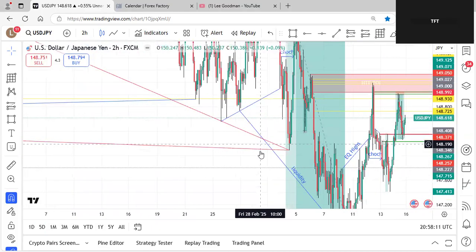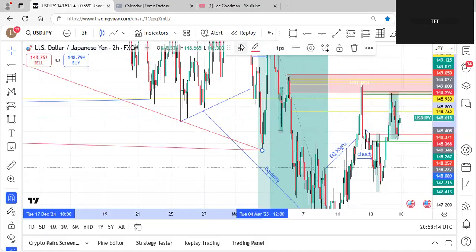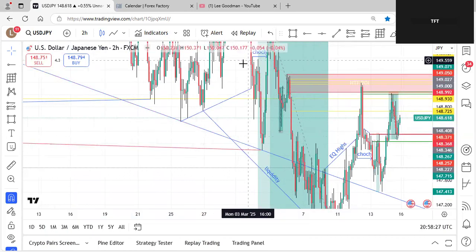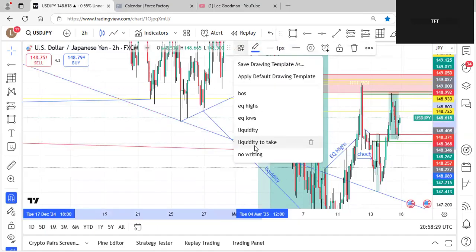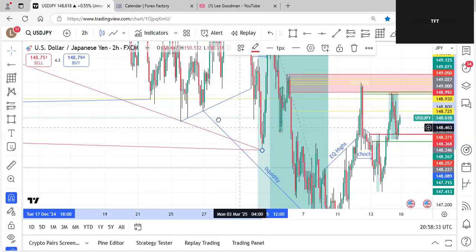So if I extend that, it takes... so obviously this is where it's taken. Just above that is this order block. I've marked imbalances in that. So that one there. Just change it back to red.